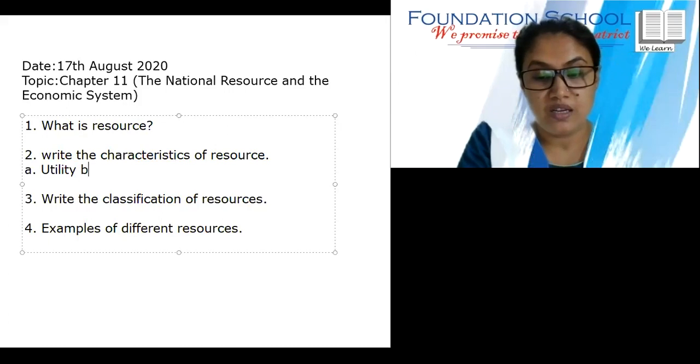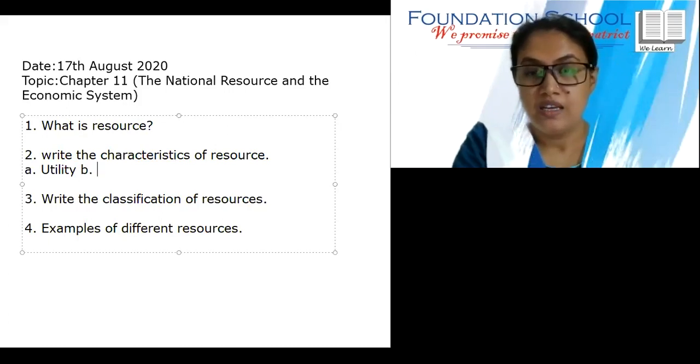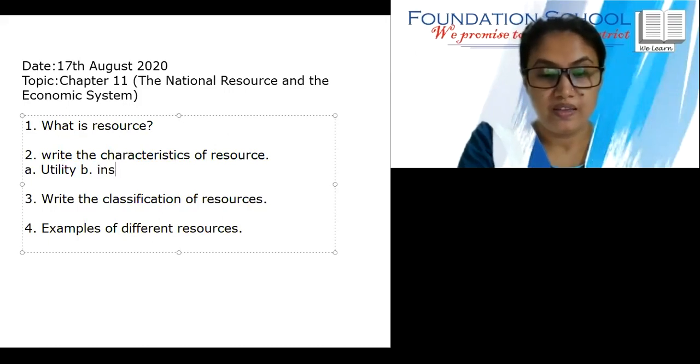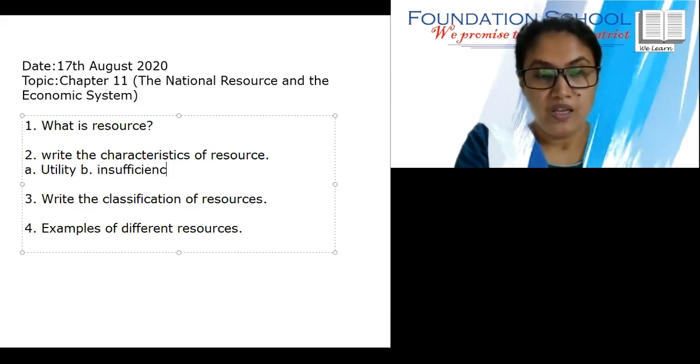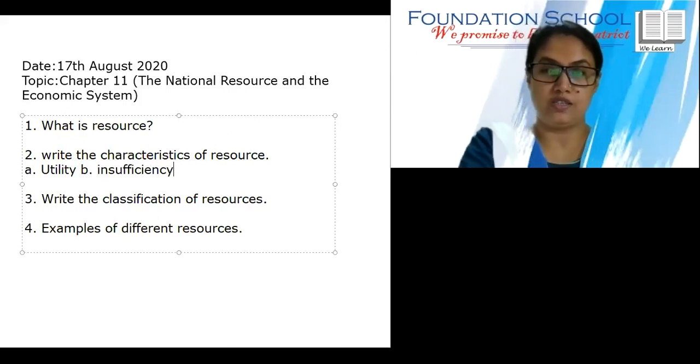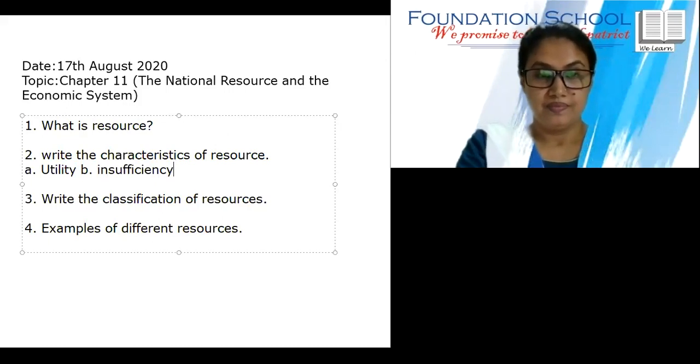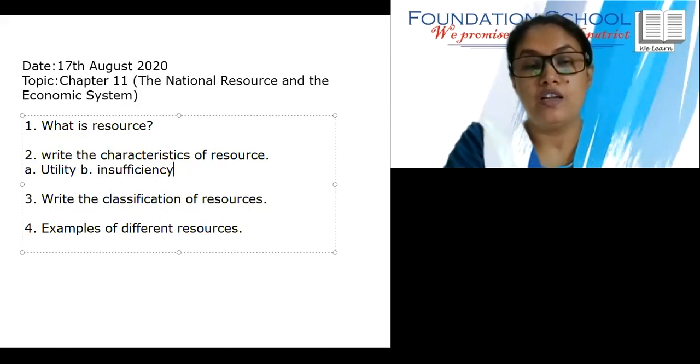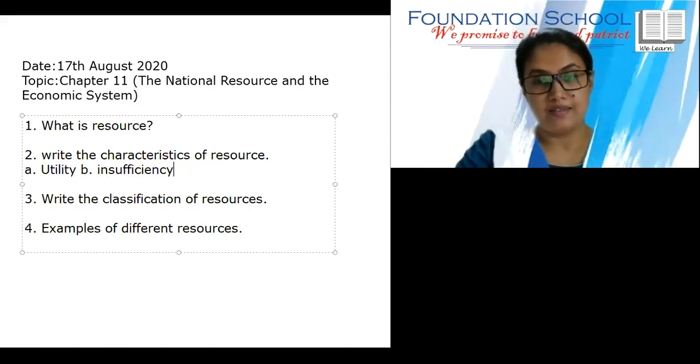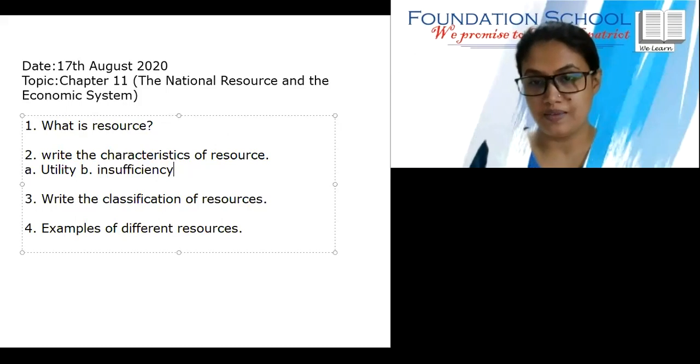Now, what is the second characteristic? Insufficiency. What do you understand by insufficiency? Ms. Shaline? Yes, no problem. When the supply of any product is less than the actual demand of the population. Very good, Ahnaf. So when supply is less than the demand, that is called insufficiency.